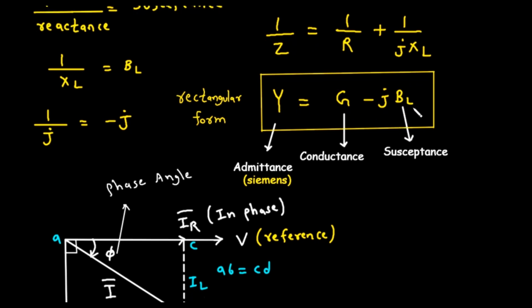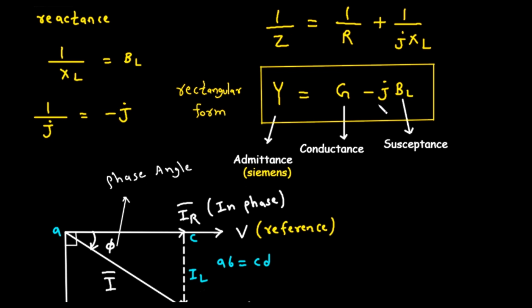Y equals G minus J times BL. This is the rectangular form of the total admittance. It tells us that the total ease of current flow, Y, has a real part, the conductance, G, and an imaginary part, the inductive susceptance, negative JBL.